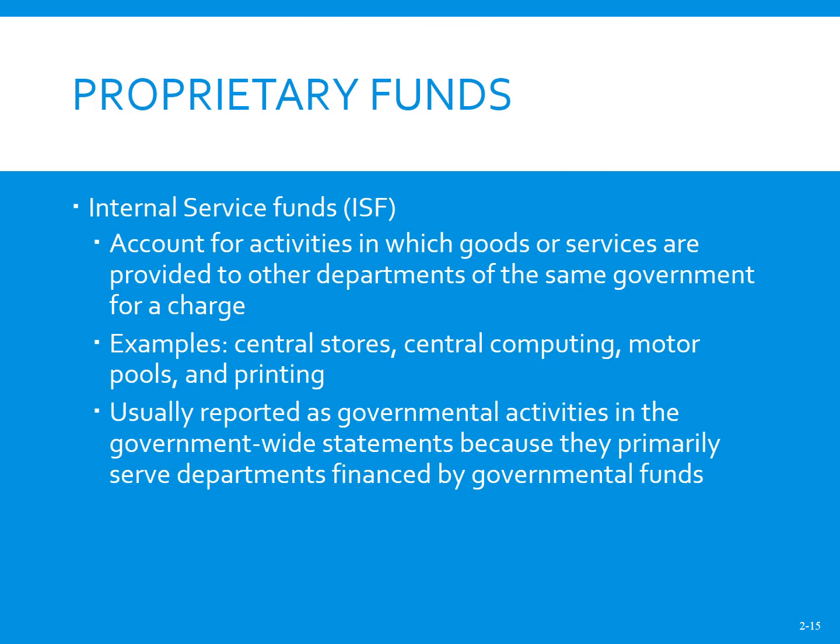First type of proprietary fund is internal service funds. These account for activities where goods or services are provided within the government to other departments. Some examples of this are central computing, a print plant at a university like UAB, a police department, a UAB police department, motor pools, and other things like that. These are usually reported as governmental activities in the government-wide statements because they're primarily servicing other funds that are financed by governmental activities or governmental funds.